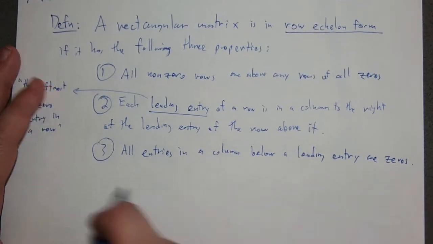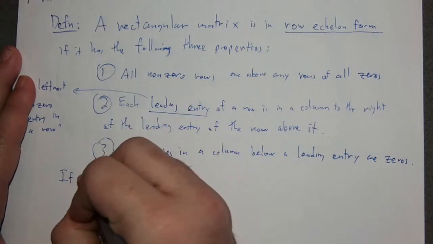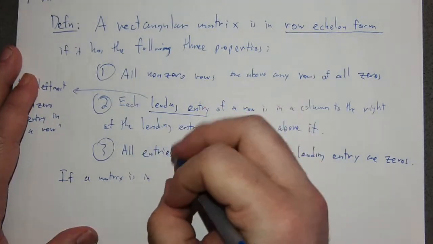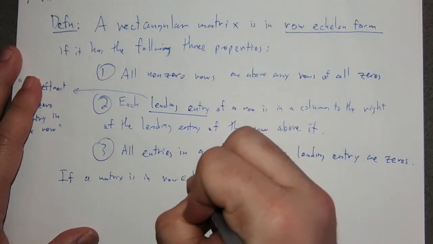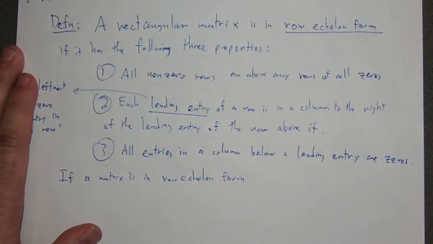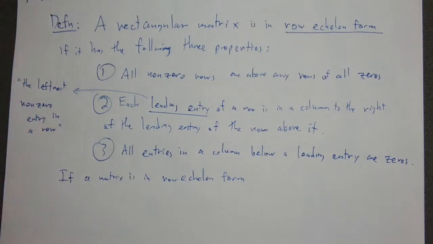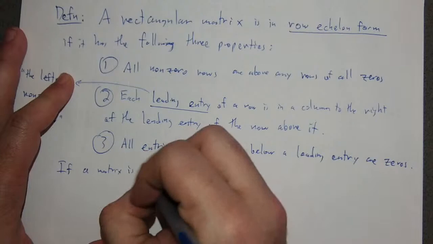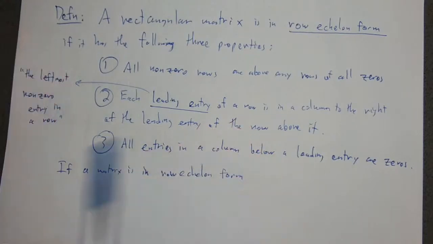Next, if a matrix is in row echelon form, so if it already satisfies these three properties. Oh, the question is, isn't it implied by the second rule? The answer is no, it's not. I'll give examples of why this isn't. The thing is, all three of these are needed.